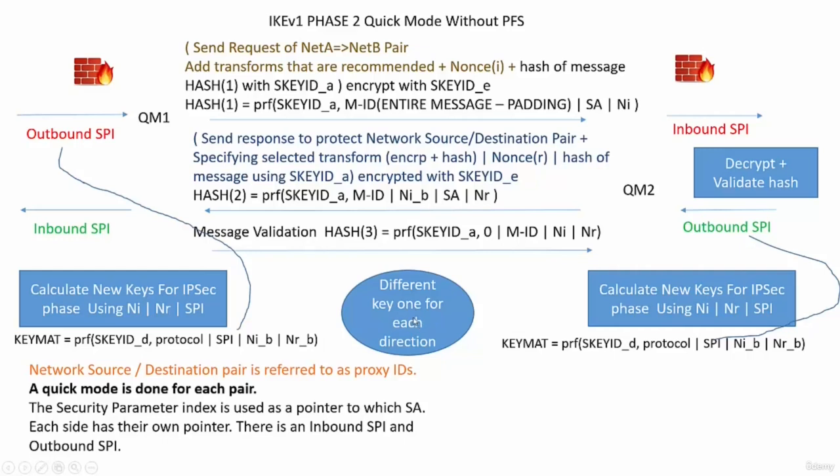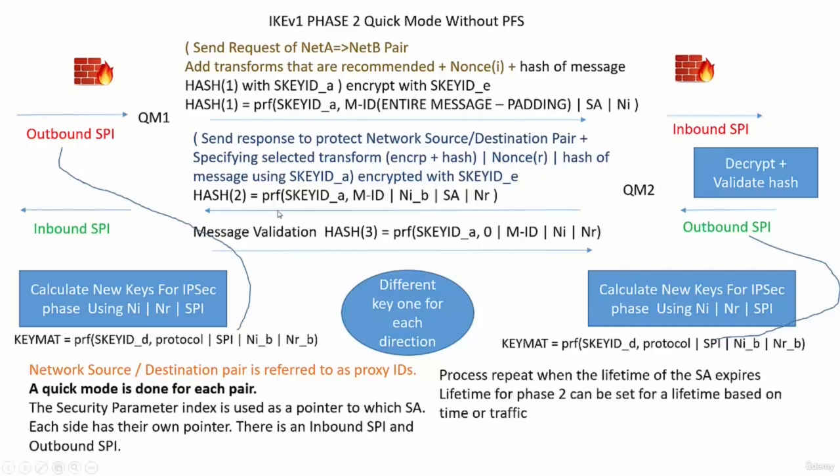There's a quick mode done for each pair. Each pair of source destination has a quick mode that gets negotiated. There's a security parameter index that gets created on both sides. That security parameter index is going to be used to identify which policy to use. And we're going to cover this process in a future lecture.